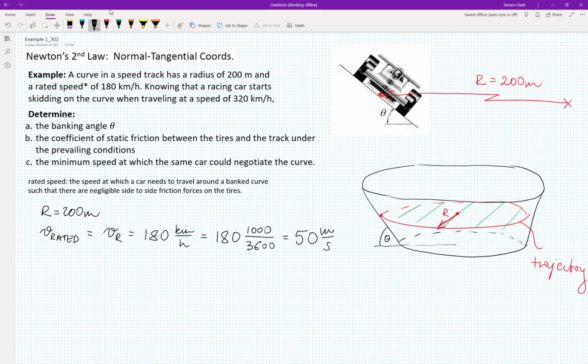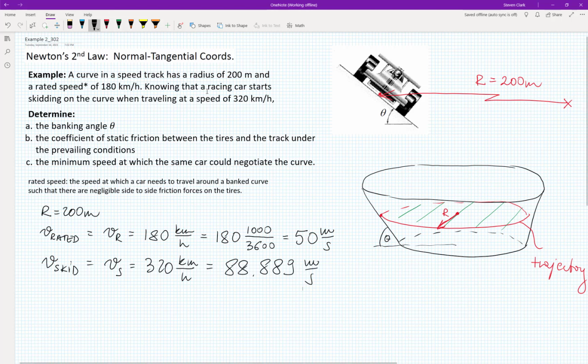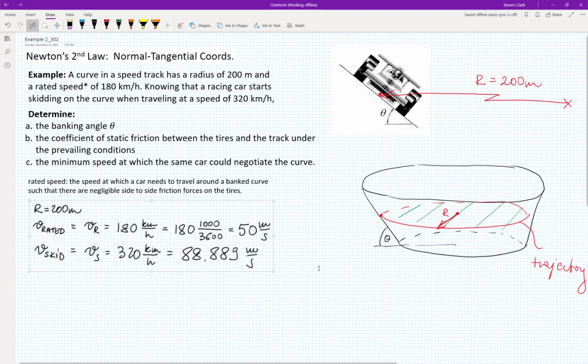And also, they told us that there is something like velocity skidding. So it would be Vs, just to save some ink, and this is equal to 320 kilometers per hour. If you bring it into meters per second, you end up with 88.889 meters per second. They asked us to find three things: banking angle theta, the coefficient of friction between track and our car, and also the minimum speed to prevent the sliding down.